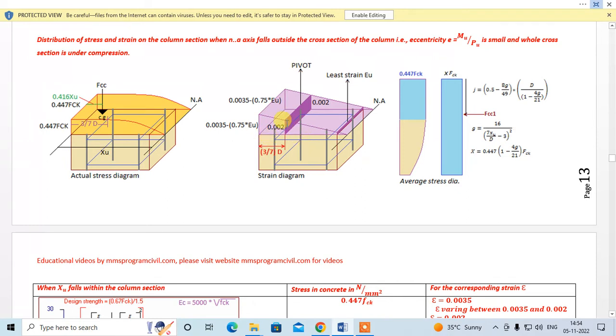We know that at this point, at a distance of 3D by 7, the strain remains constant, 0.002. Whatever may be the location of the neutral axis, the strain over here will remain constant. This will act as a fulcrum, or you can say pivot. This will decrease, this will increase, but the strain over here will remain constant. So from this you can always find the least strain. Once you know the least strain, you can find this as 0.0035 minus 0.75 into it, by using the principle of triangles. Very simple, right?